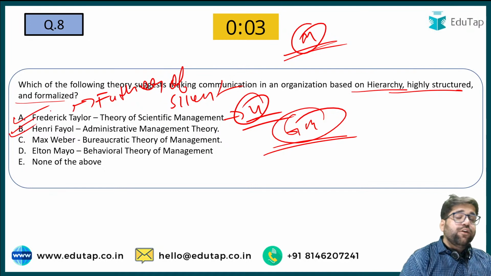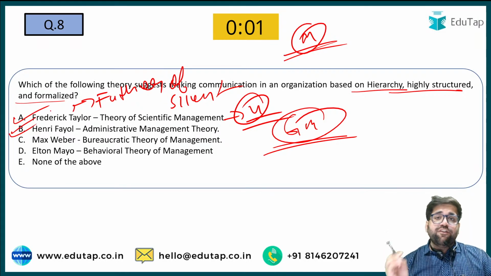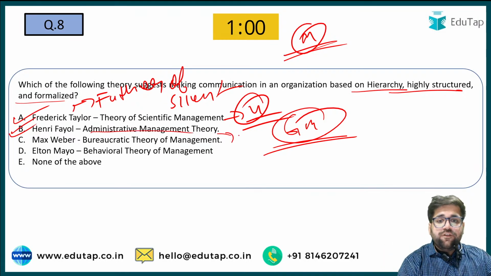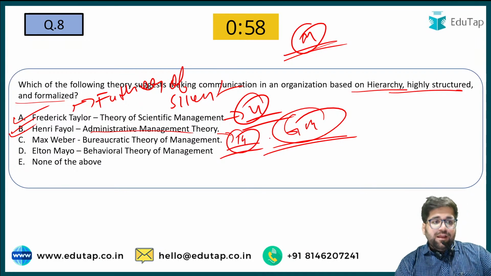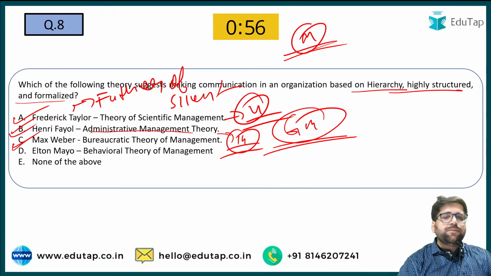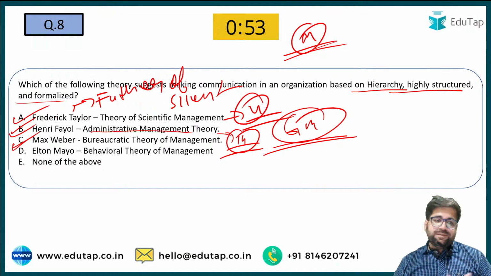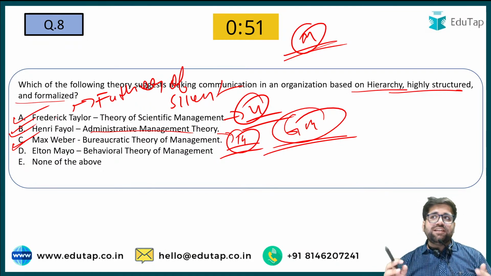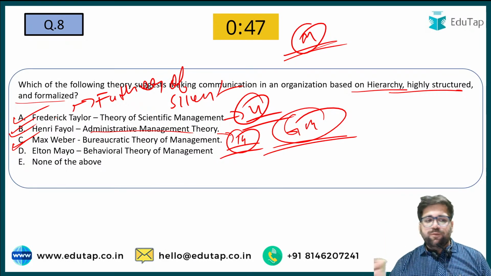Henri Fayol, the father of administrative management, father of modern management, has given the world-famous 14 principles of management. Max Weber is the person who has given the bureaucratic leadership style as well. He is the person who says that you have to follow your book. You just have to follow all the rules and regulations and move forward.